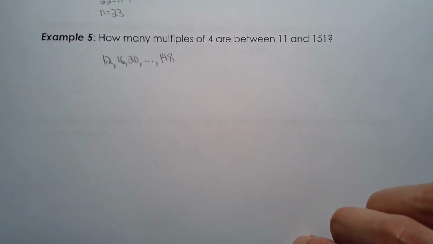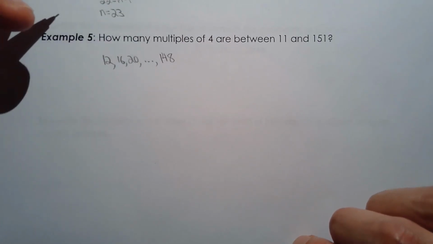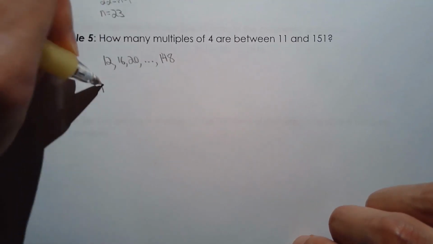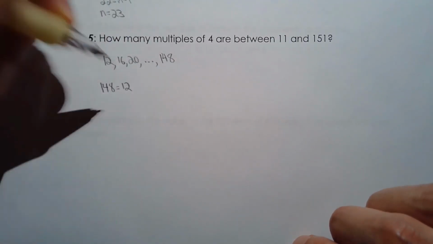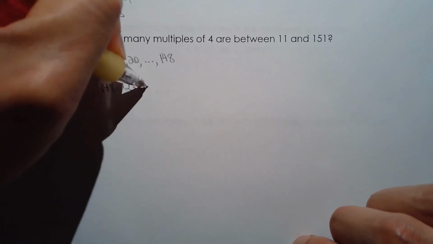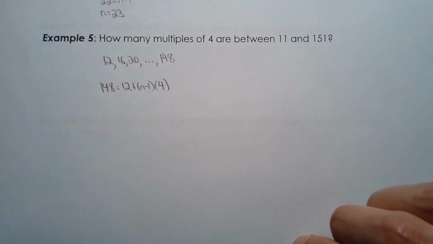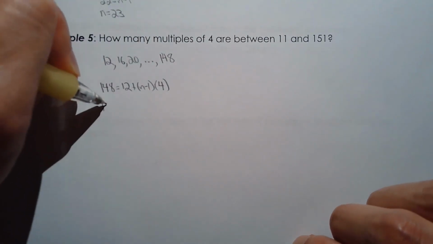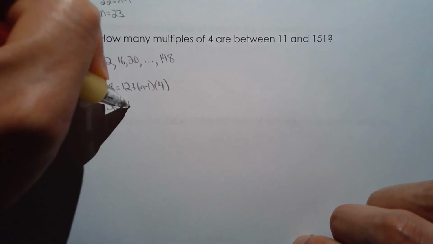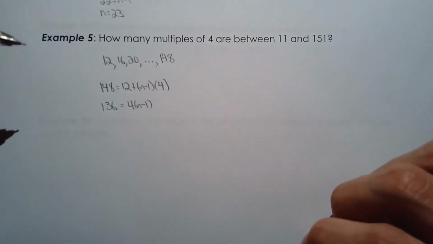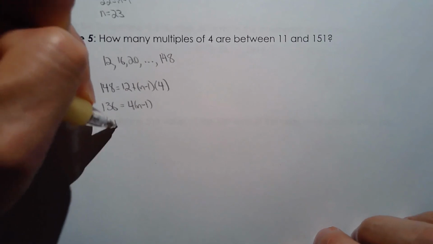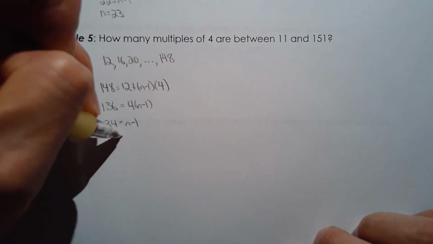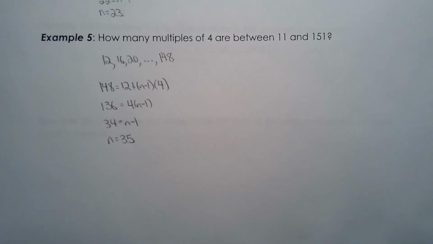So same thing. This time I'm just going to go straight into it. 148 equals a plus (n minus 1)d. And d in this case is not 7, but it's 4. So subtract both sides by 12. Divide both sides by 4. It's 25 plus 9 is 34. And then n is 35. Let me just triple check. Perfect. Therefore, there are 35 multiples of 4 between 11 and 151.